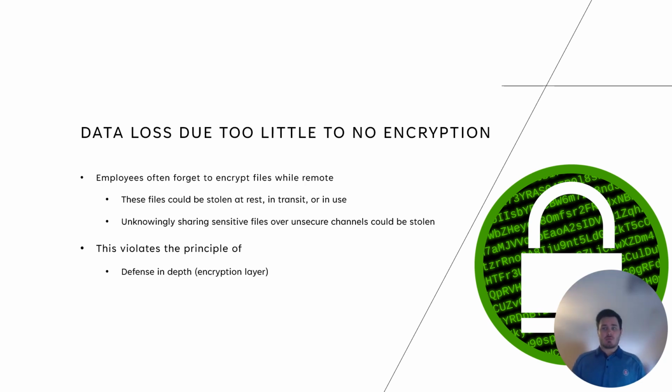The violated principle here that we need to discuss is defense in depth. We have our layered defense strategy, of which the encryption layer is a big part. If the employees are not using any encryption on their files and they're just sending them between coworkers, that could be an issue. So we're going to need to look at that and teach them a little bit of encryption and how to do it at home.